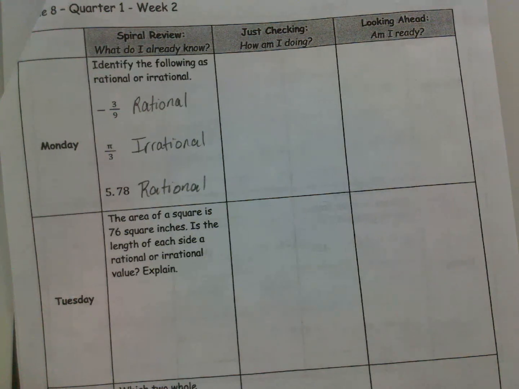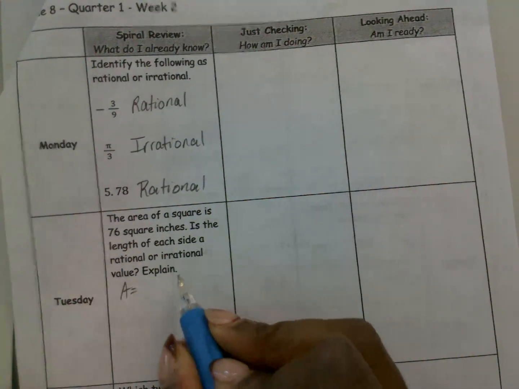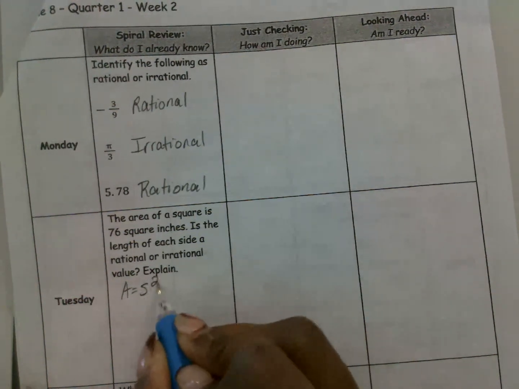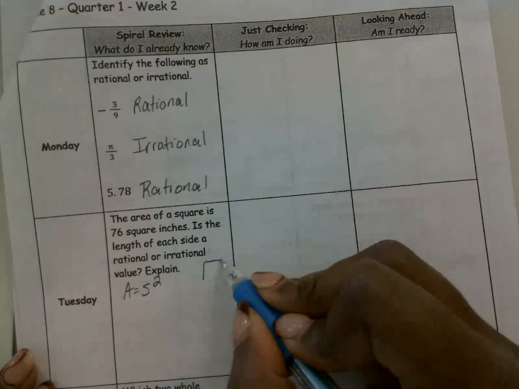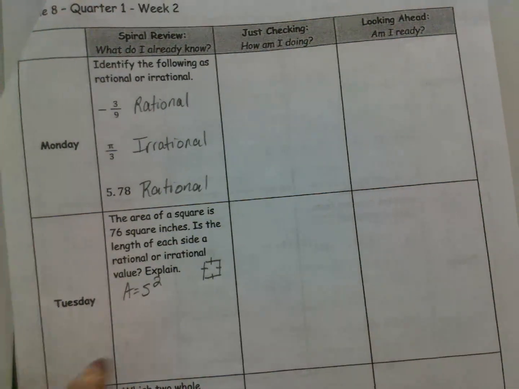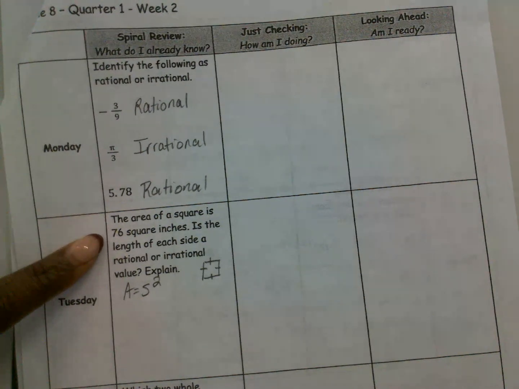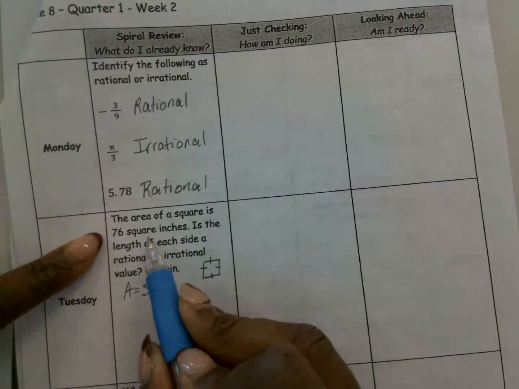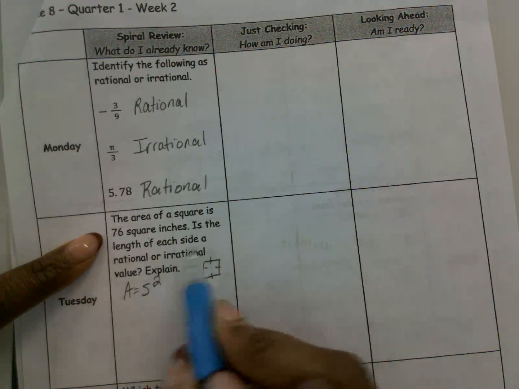The area of a square, that means A, area. The formula for the area of a square is A equals S to the second power. A square looks like this. It's where all the sides have the same length. So you can say side to the second power because all the sides have the same length. And the area of the square is 76 square inches. What is the length of each side?